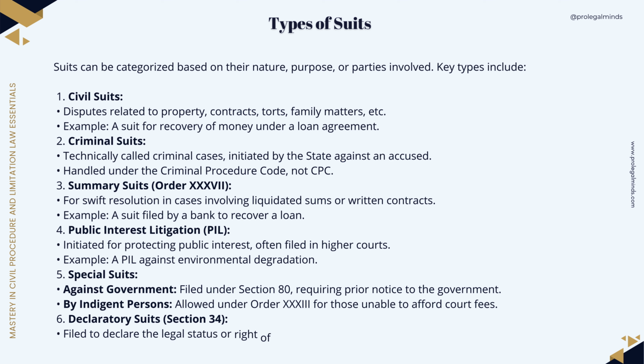For swift resolution in cases involving liquidated sums or written contracts. Example, a suit filed by a bank to recover a loan. Public interest litigation, PIL, initiated for protecting public interest, often filed in higher courts. Example, a PIL against environmental degradation. Special suits, against government, filed under Section 80, requiring prior notice to the government. By indigent persons, allowed under Order 33 for those unable to afford court fees. Declaratory suits, Section 34, filed to declare the legal status or right of a party. Example, a suit to declare ownership of property.